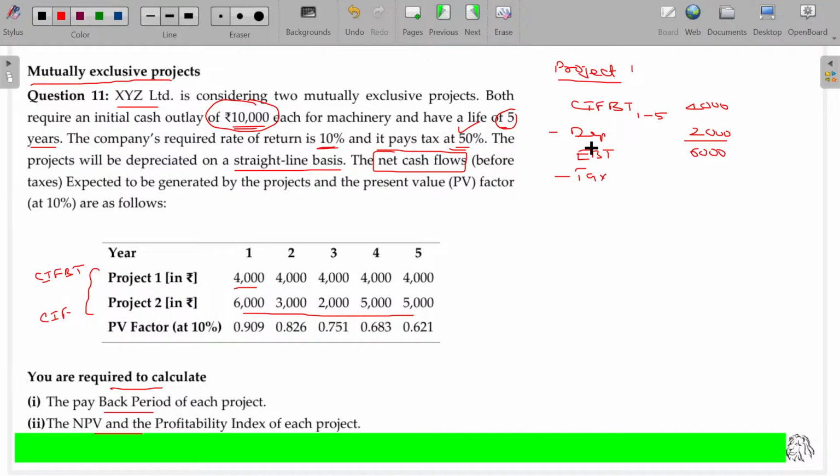6,000 being earnings before tax. From there I have to subtract the tax, in this case 50%, 3,000. Okay, depreciation should be subtracted, no? So it is 2,000 rupees, sorry. EBT is 2,000. Tax 50%, 1,000. Then you will get EAT. EAT in this case is 1,000. You have to add the depreciation back to find out the cash inflow for project 1.